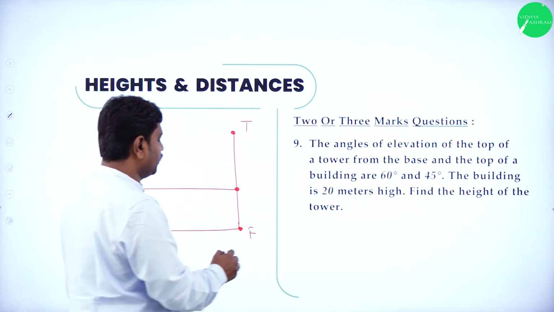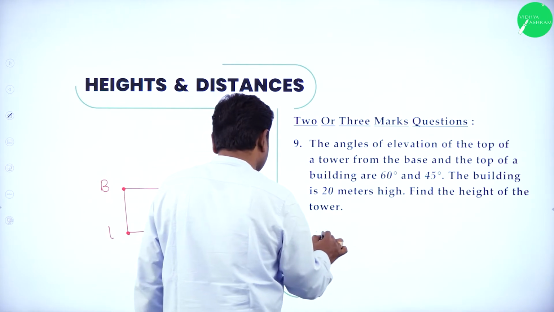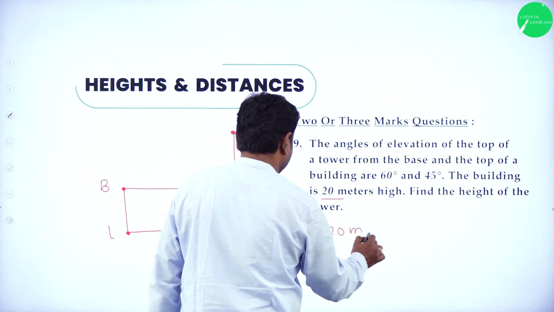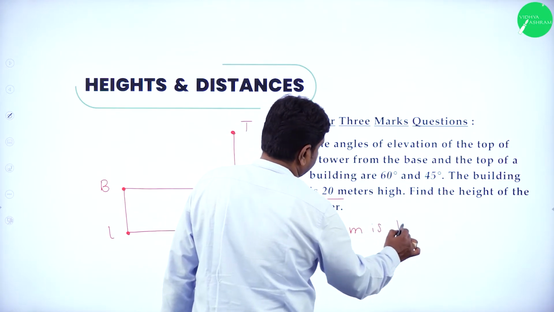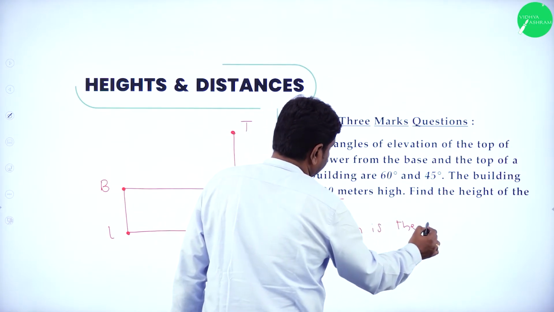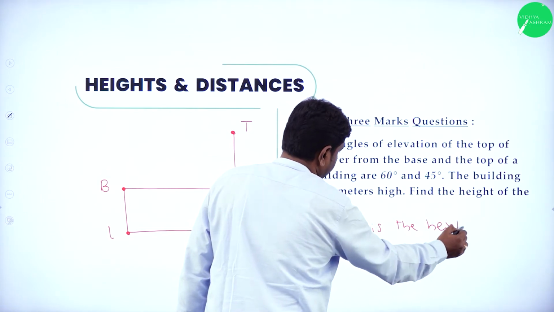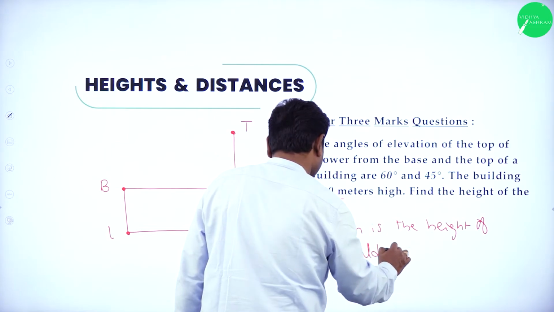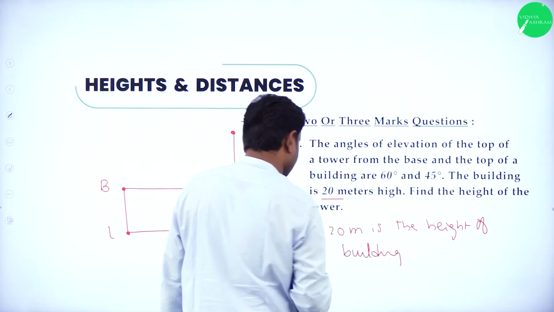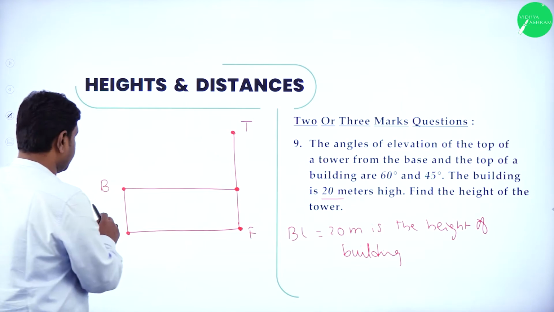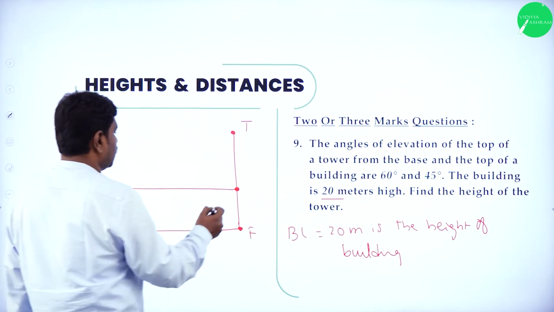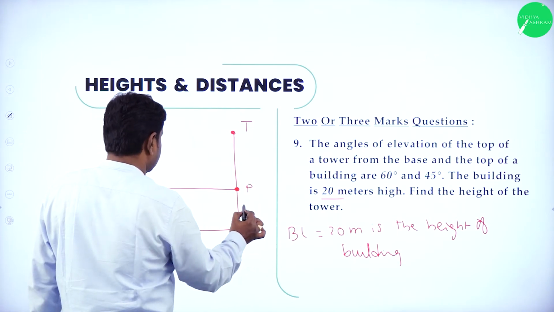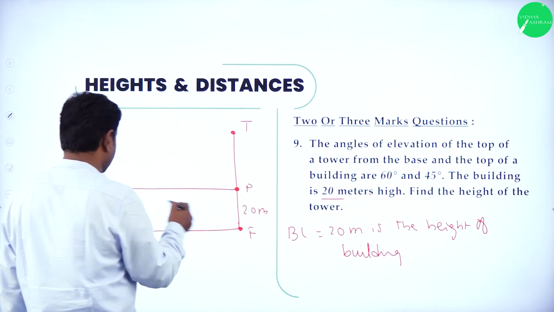Say in the diagram I am drawing BL. BL is what? Building, and the building height that you have is 20 meters. Now this is 20 meters, and we say okay, some point P. This is also 20 because these two are equal.